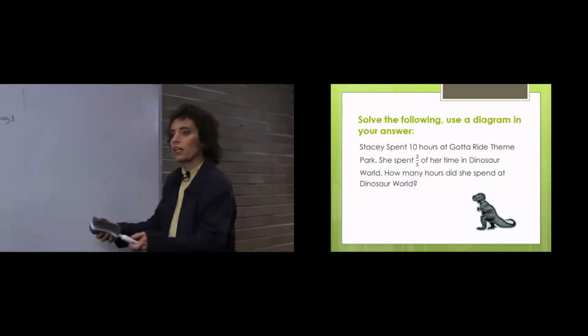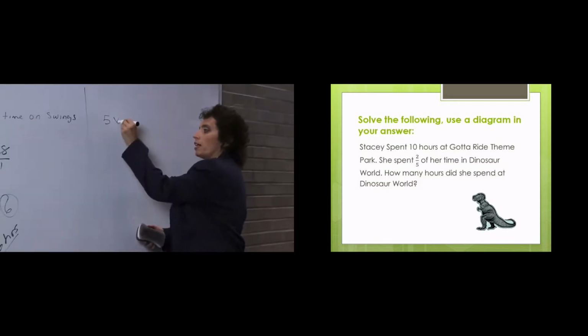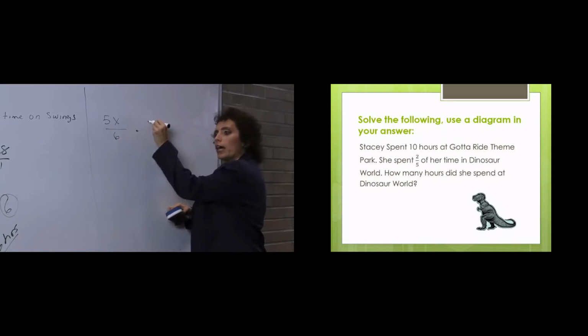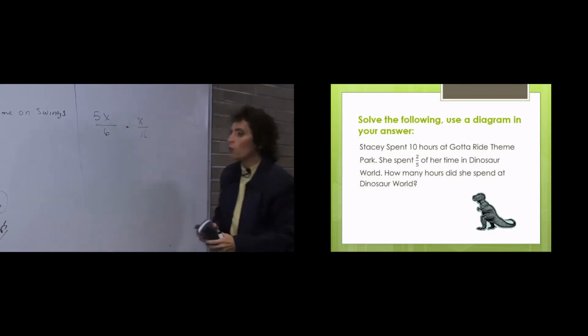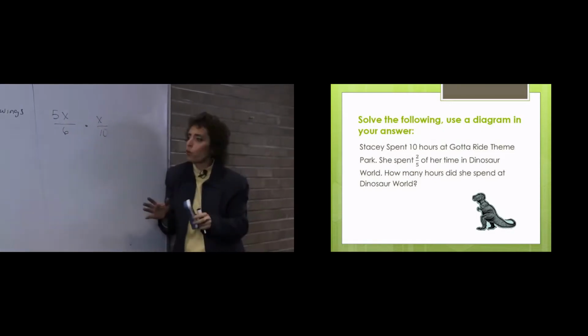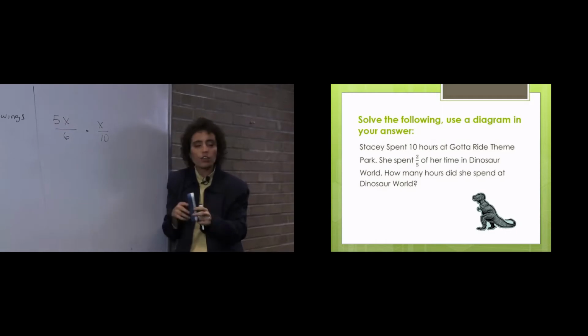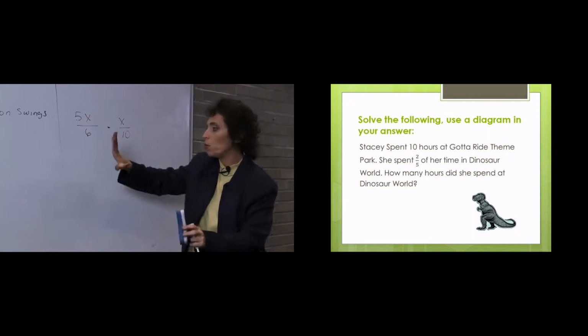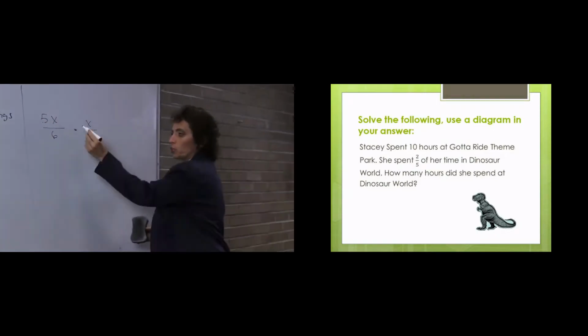Okay, so let's take a look at this. 5x over 6 times x over 10. Now, we can reduce just like we did before if we can. I don't know if we can or not in this example. Until we get real comfortable with reducing, especially with variables, I'm just going to always multiply across. To be honest, I could reduce here if I wanted to, but I'm not going to bother. Okay? I'm just going to multiply straight across.